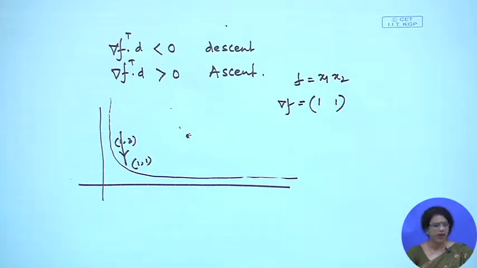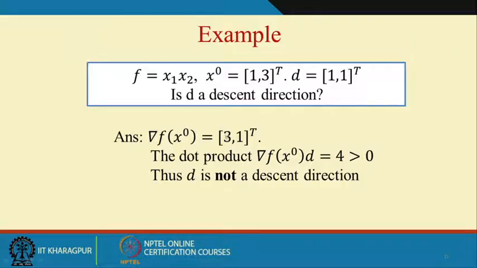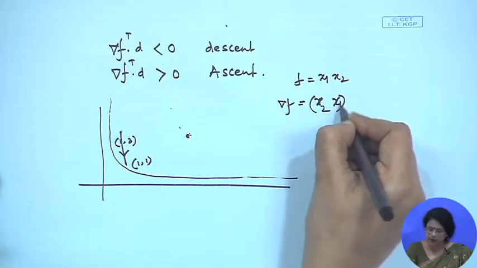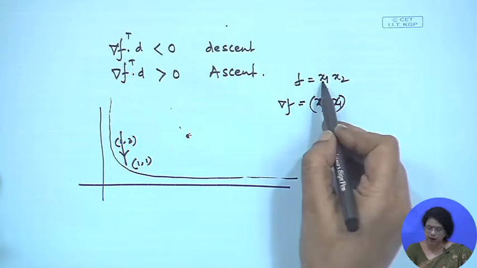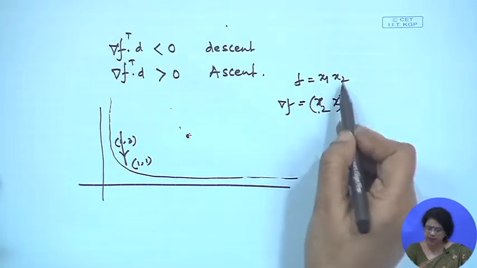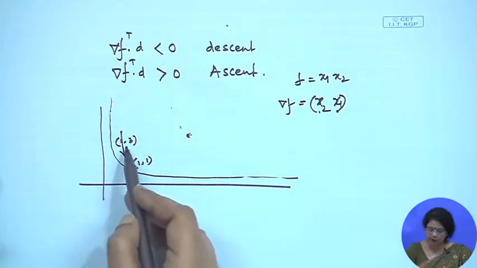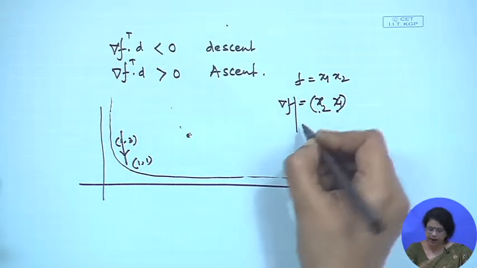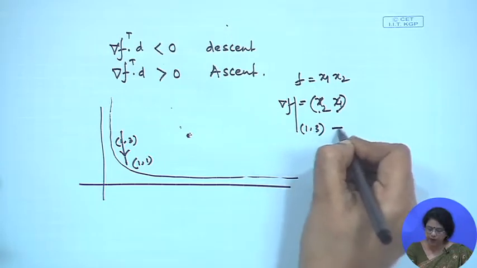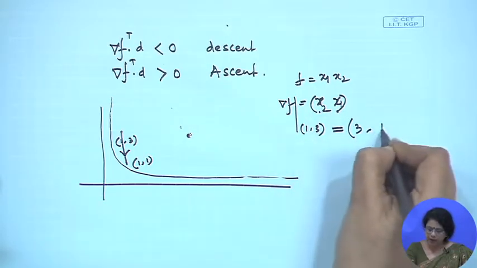That is why if I consider the grad f at the point (1, 3), then it must be (1, 1). Actually this is x2, this is x1, because with respect to x1 we are differentiating and this is with respect to x2 we are differentiating. That is why at the point (1, 3), this will become (3, 1).